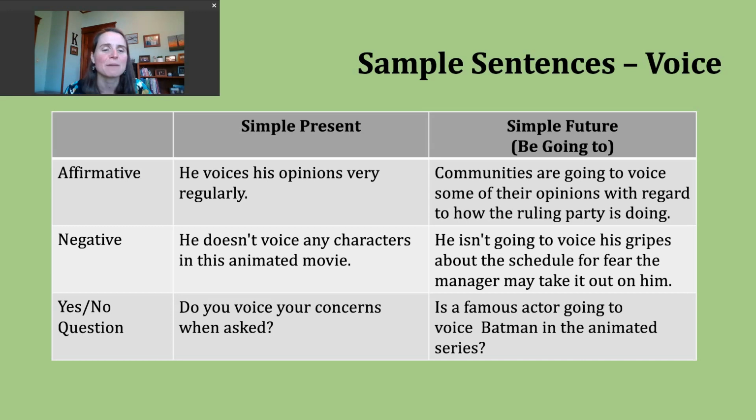Let's take a look at the last example. Do you voice your concerns when asked? Okay, so here we might be asking about your habit or your routine at work, at your place of work.